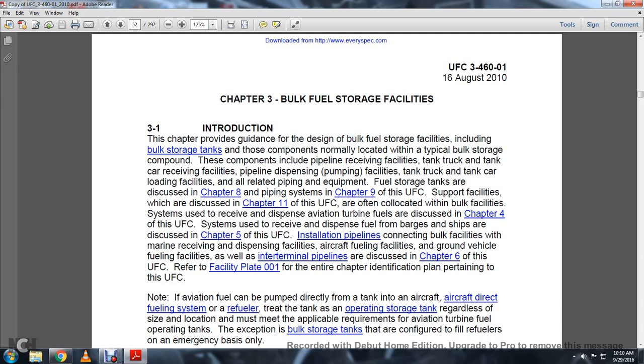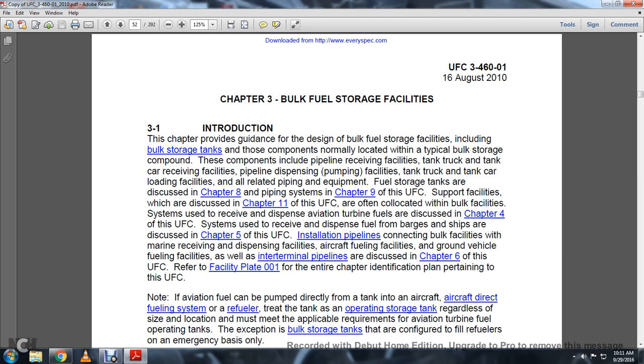This chapter provides guidance for the design of bulk fuel storage facilities, including bulk storage tanks. These components are normally located within a typical bulk storage compound. These components include the pipeline receiving facility, tanker truck or tanker car receiving facilities, pipeline dispensing pumping facilities, tanker truck or tanker car loading facilities, and related piping and equipment. Fuel storage tanks are discussed in Chapter 8, piping systems in Chapter 9 of the UFC, and support facilities in Chapter 11.